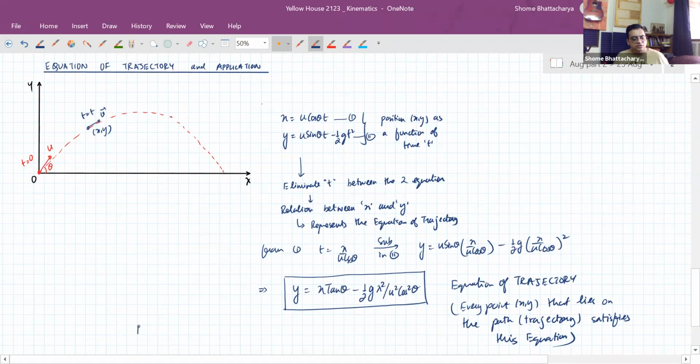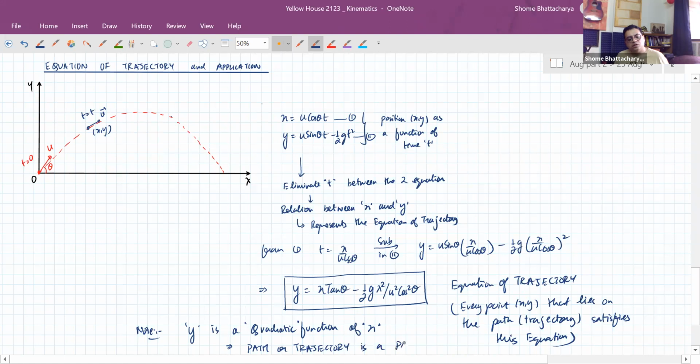So now in this, you can see that y is a quadratic function of x. So that basically implies that the path or trajectory is a parabola. The shape of the path is not a semicircle or an ellipse or something like that. It is precisely a parabola.